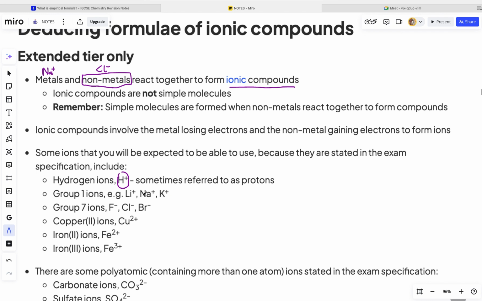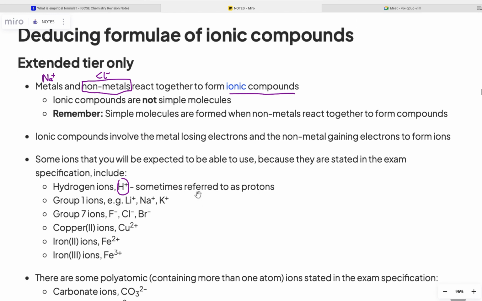Magnesium is in group 2. So if we are writing for magnesium, it will be Mg2+ on top. Aluminum is in group 3, meaning it has 3 electrons in the outer shell, so it can lose those 3 electrons. It becomes Al3+. So you should know all of this. Is that okay? It's very important.